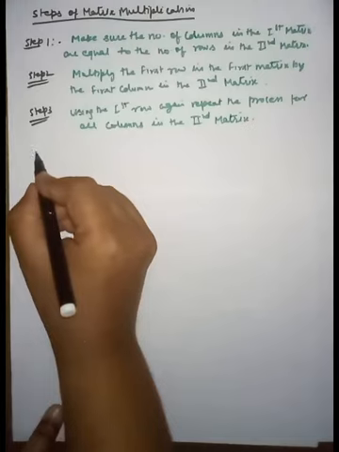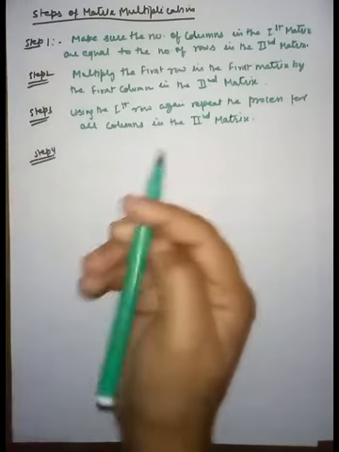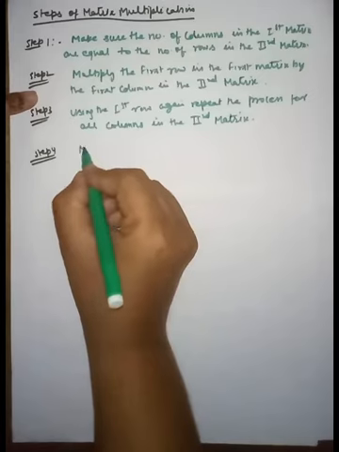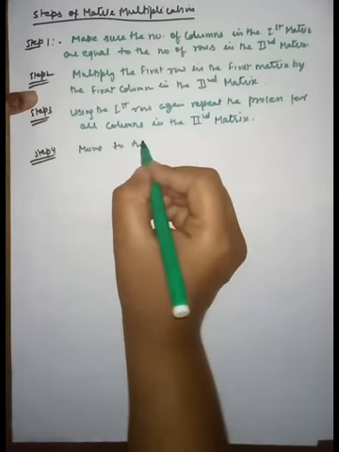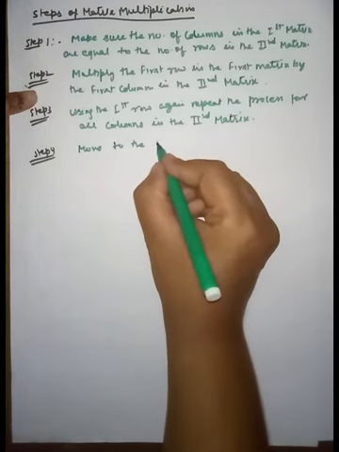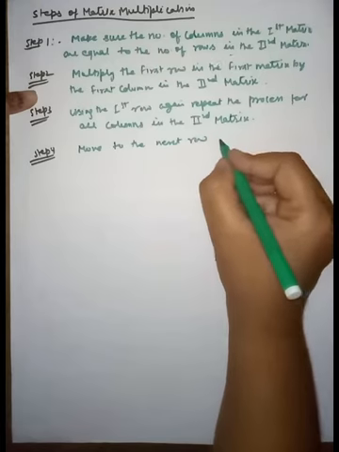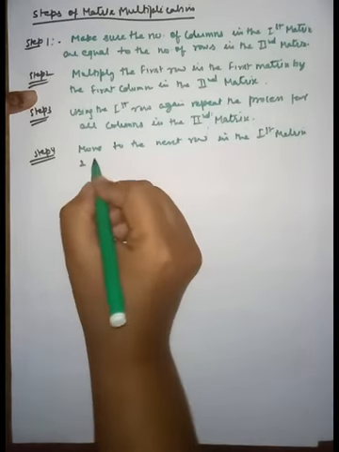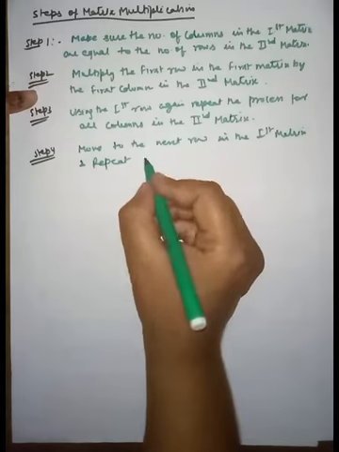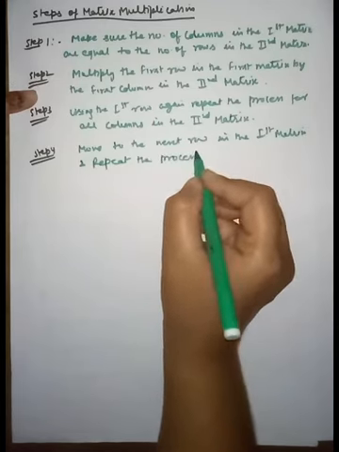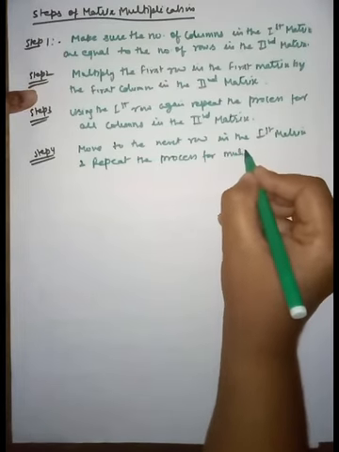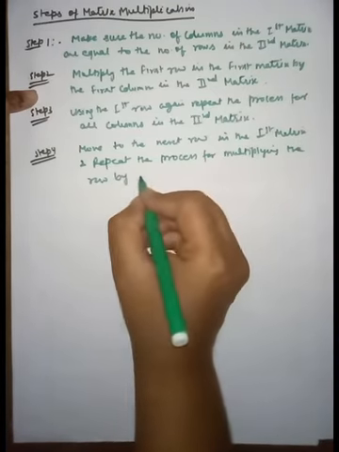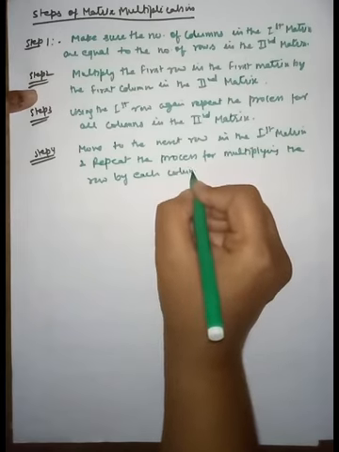Step 4. Move to the next row in the first matrix and repeat the process for multiplying the row by each column.